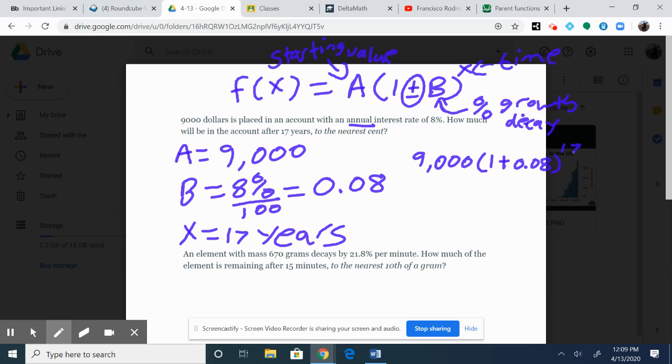And so putting that into the calculator, we have 9,000, and inside parentheses 1 plus 0.08 to the power of 17. If you put it exactly as it appears, we come up with $33,302 and 20 cents. So that would be our answer there.